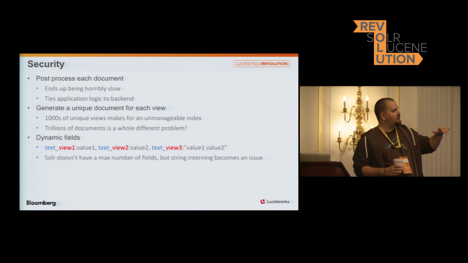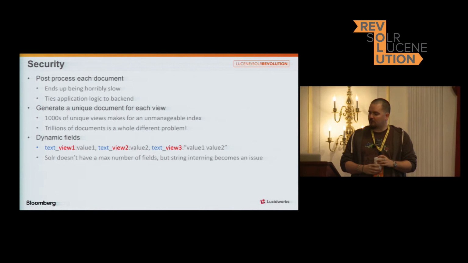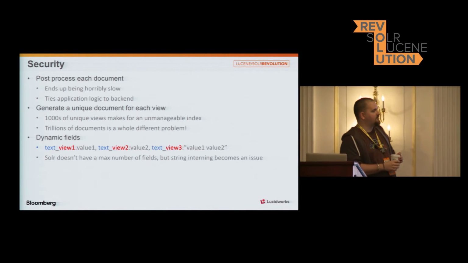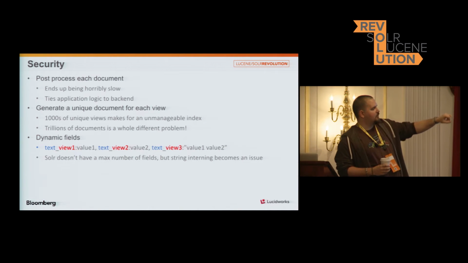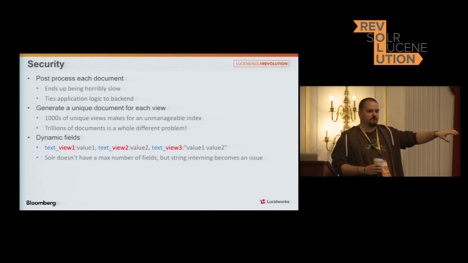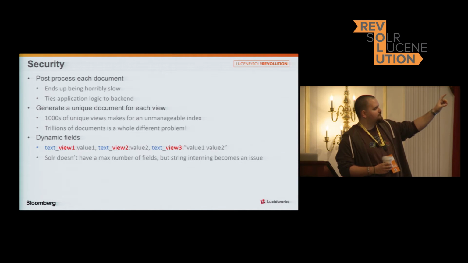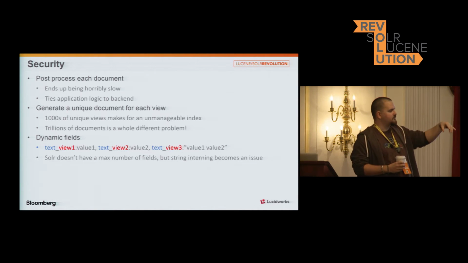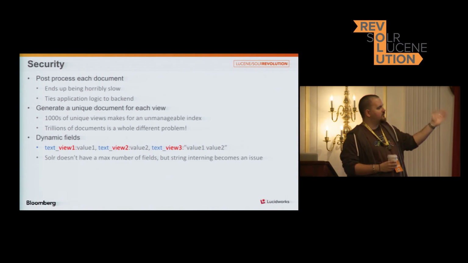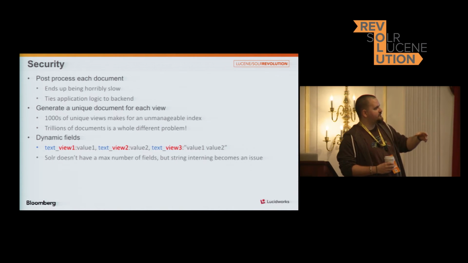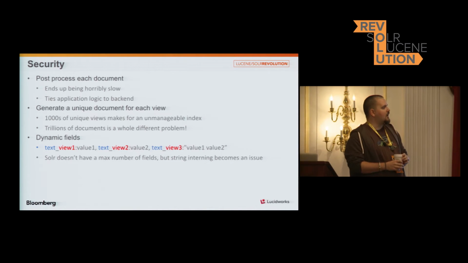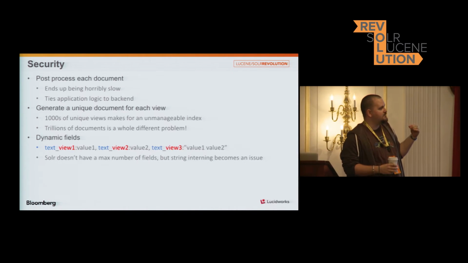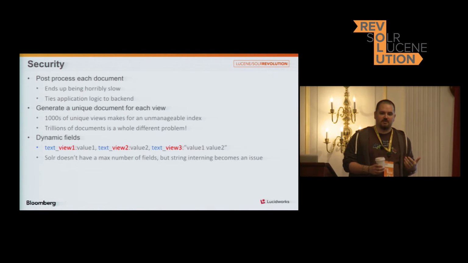So the next approach that comes up is dynamic fields. If we have a field text, and we've got our three views, 1, 2, and 3 from the previous slide: view 1 has access to value 1, view 2 has access to value 2, and view 3 has access to both. So you make three fields, and you just append the permissions to the field itself. We tried this, and it works, again, as long as the number of views is manageable.